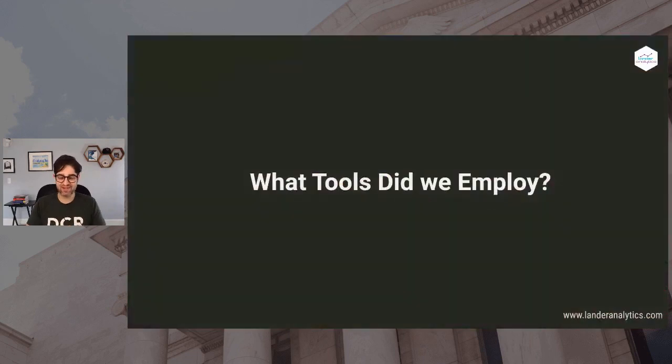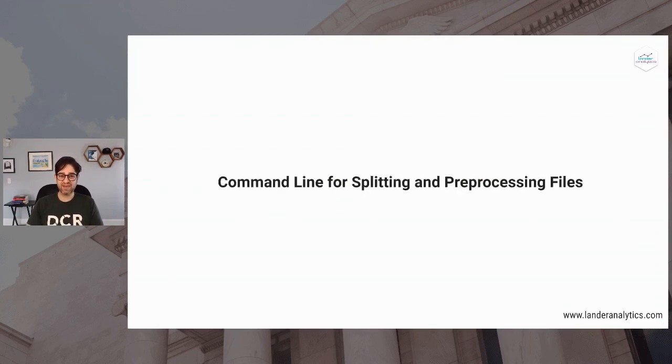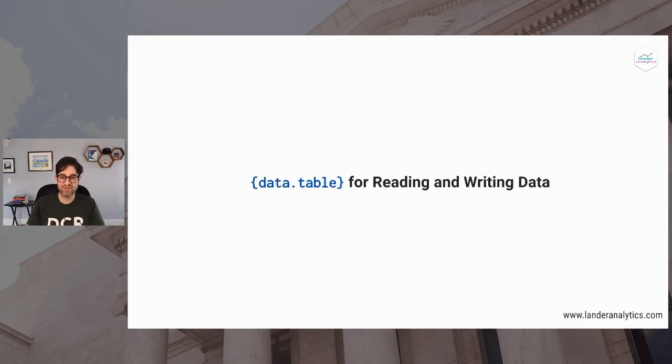So we put together a lot of different tools. Let's see what we did. We used AWS for cloud storage. We used the command line for splitting and pre-processing files. We used data.table for reading and writing data, and then dplyr and purrr for data manipulation. We used sf for geospatial filtering. We used arrow for operating on out-of-memory data, Postgres and PostGIS for holding the finished data, Docker for isolating the database, and targets for orchestrating everything.